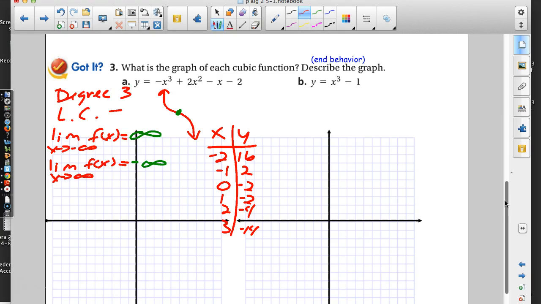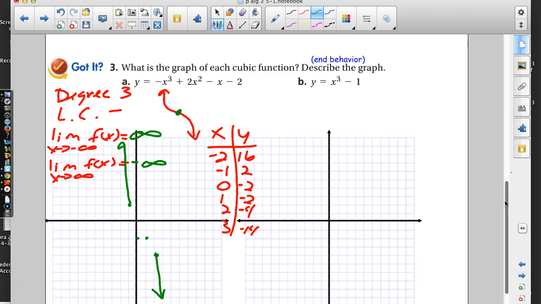Let me get those pieces. So negative 1, 2. 0, negative 2, 1, negative 2, 2, negative 4. And remember, going up really fast on the left, going down really fast on the right. So sometimes I'll do those first, just so I don't forget. And then the rest of it, a smooth curve.